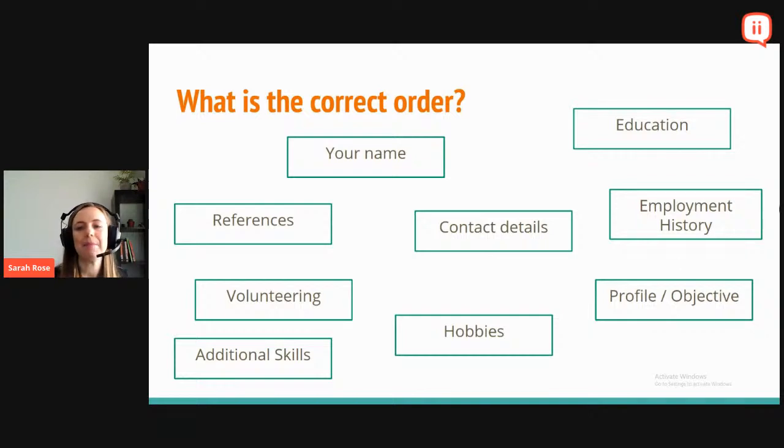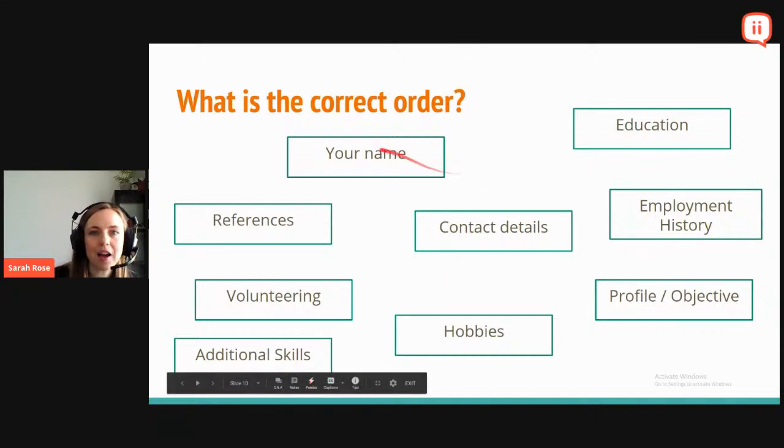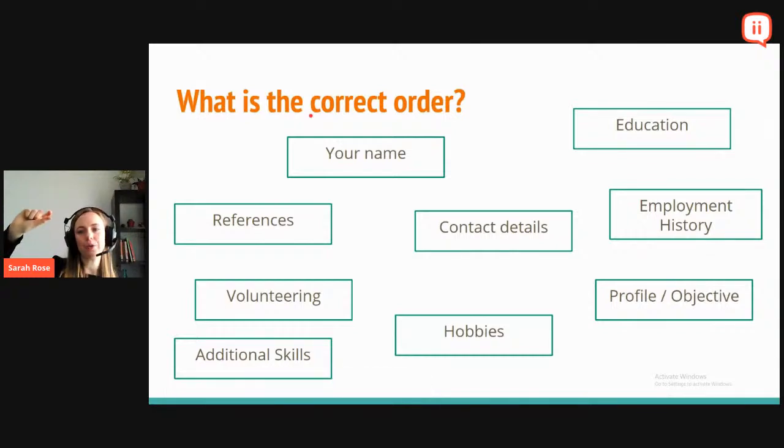So your name, correct. The thing that comes first is your name. This is what you have at the top of the page, your name. And at the bottom, we usually have the references. So the question then is, what comes between the name and the references? What order does that come in?